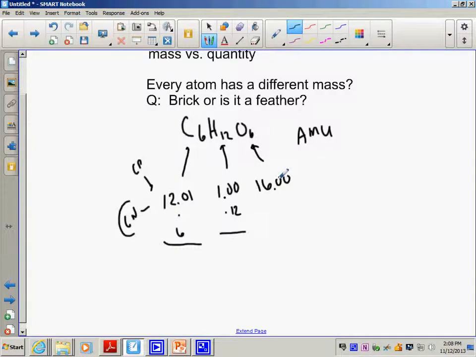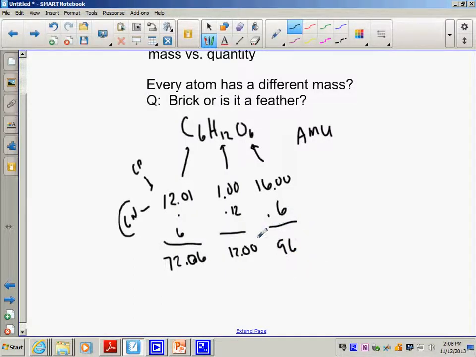One 6.00, and we'll multiply that times 6 of them. So take a moment, and we will add up all the masses of these individuals. 12.01 times 6 equals 72.06. This guy is 72.06. And then this guy is just going to be 12.0. And then this guy is going to be 16 times 6 equals 96.